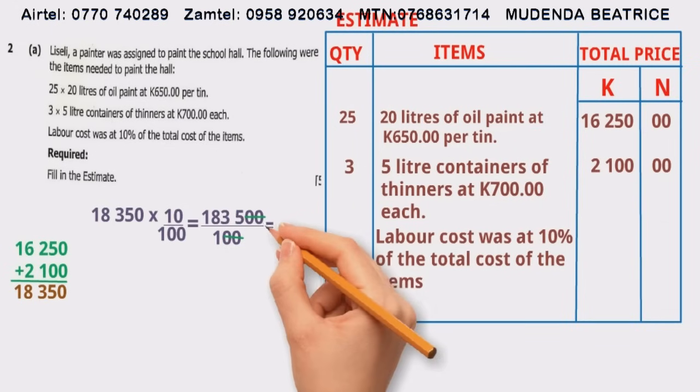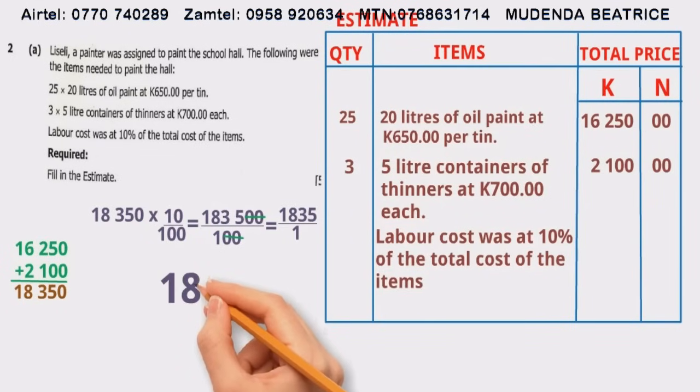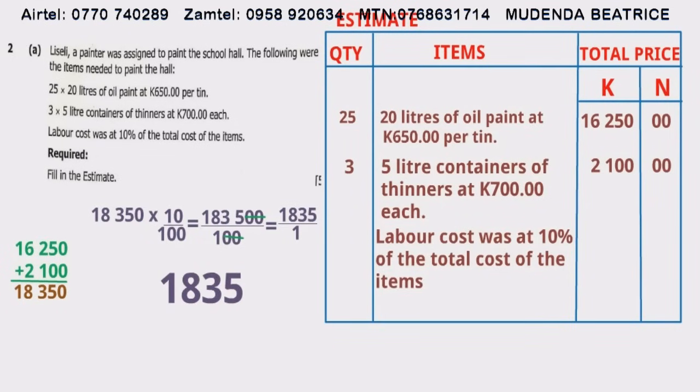Then we say 1,835 kwacha divided by 1 will give us 1,835 kwacha. Now 1,835 kwacha is the value of the labor cost. So we can say labor cost was at 10% of the total cost of the items, which is equal to 1,835 kwacha.